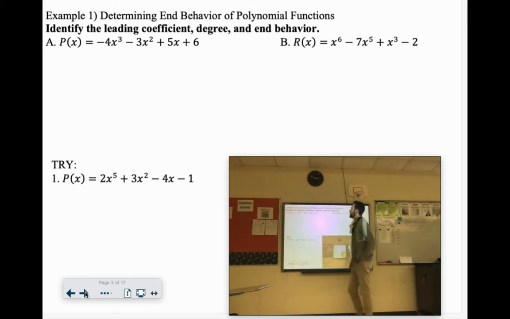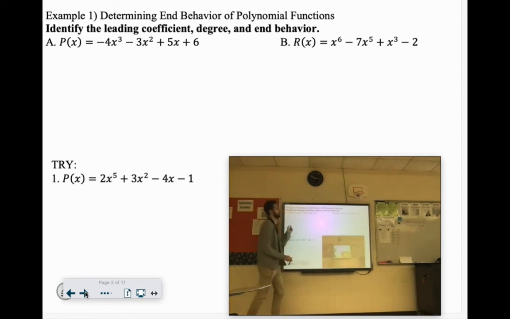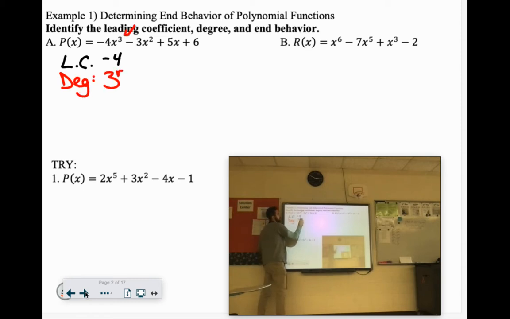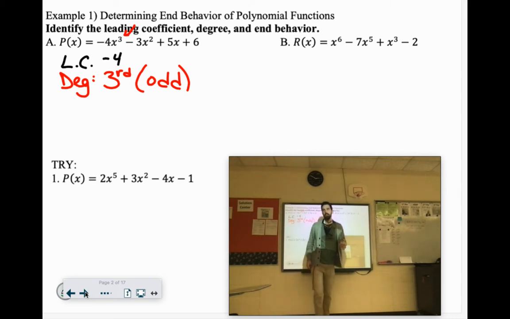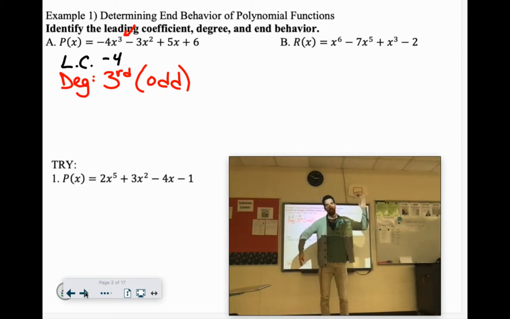All right, identify the leading coefficient, degree, and the end behavior. The lead coefficient is the number in front. So in our case, the lead coefficient would be -4. The degree of this polynomial is 3, so it's a third degree. Now let's keep in mind 3 is odd. So ordinarily, odd ones start down here, but it's been reversed because our lead coefficient is negative.